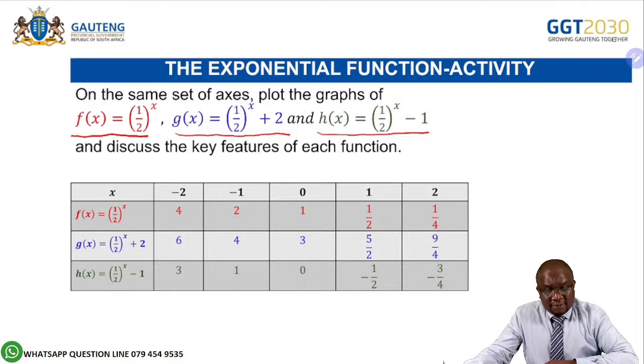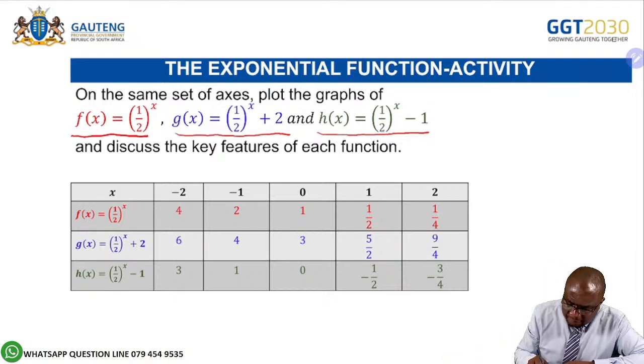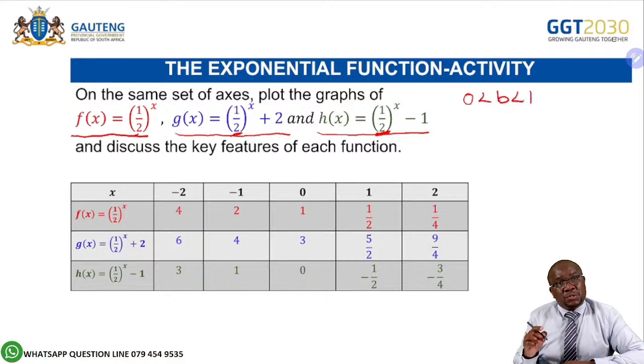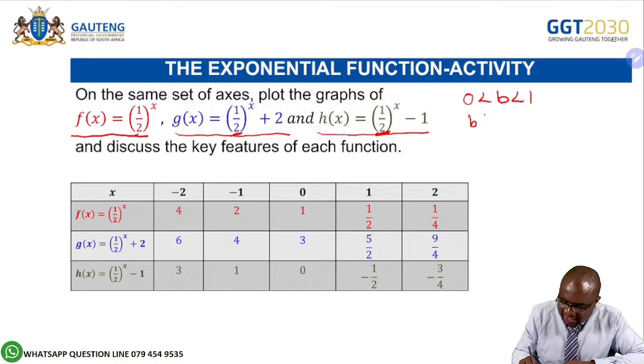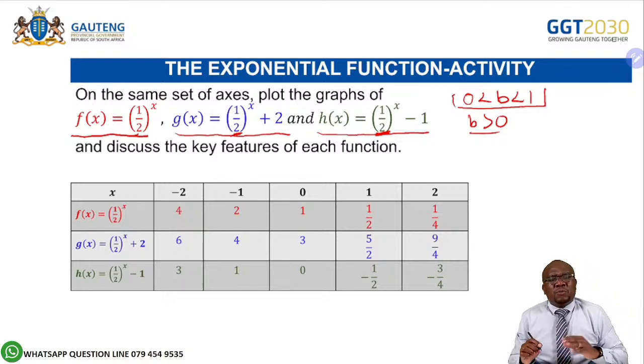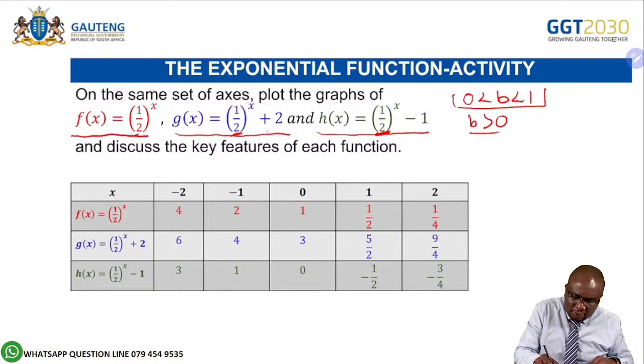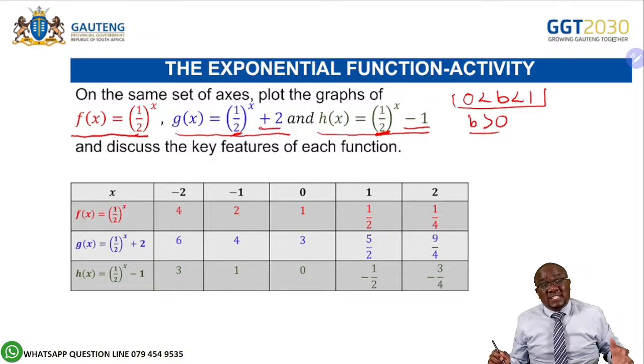Okay, how is it going to be different from the previous one? If you check, our b is now between 0 and 1. The previous one, our base was 2, so b was greater than 1. But now our b is between 0 and 1. So we want to see the effect of that, and also the effect of the q's there. Is it going to be the same? We're going to find out. So now let me explain as I sketch the graphs. Then I'll give you 2 minutes to copy the three graphs. Then we discuss the key features. Then we'll be done. Okay.